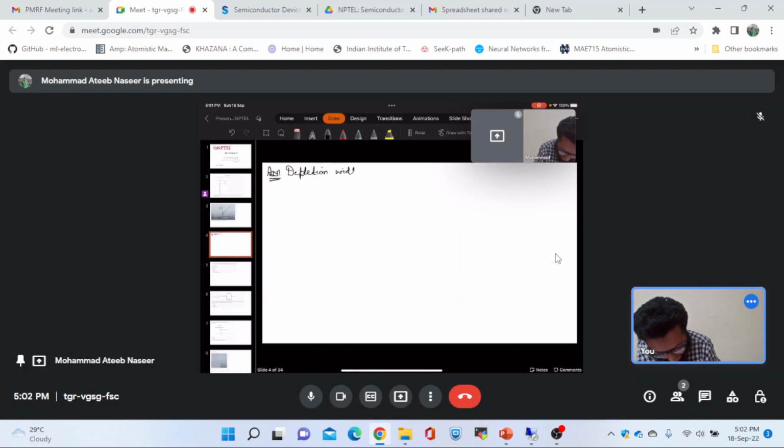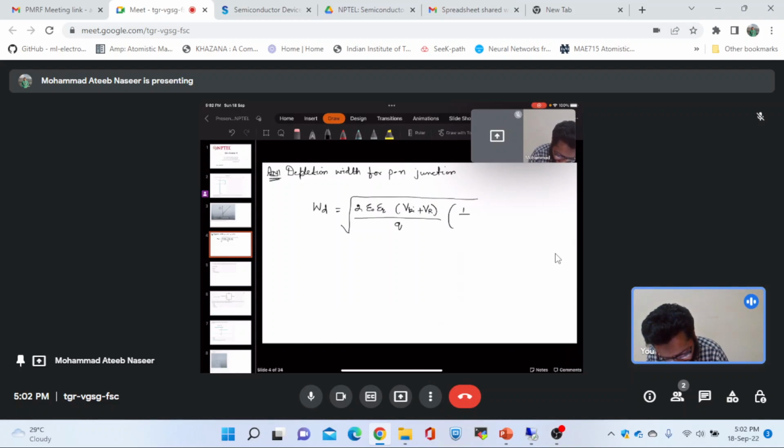Depletion width for a PN junction is simply given by WD, where WD is the depletion width, is equal to the square root of 2 times epsilon naught into epsilon R, where epsilon R is the relative permittivity, times the built-in potential plus the applied voltage divided by the electronic charge, and this whole multiplied by 1 by Na plus 1 by Nd, the acceptor and donor concentrations.